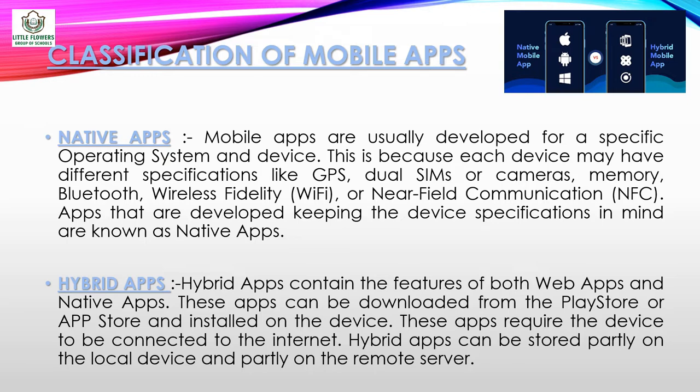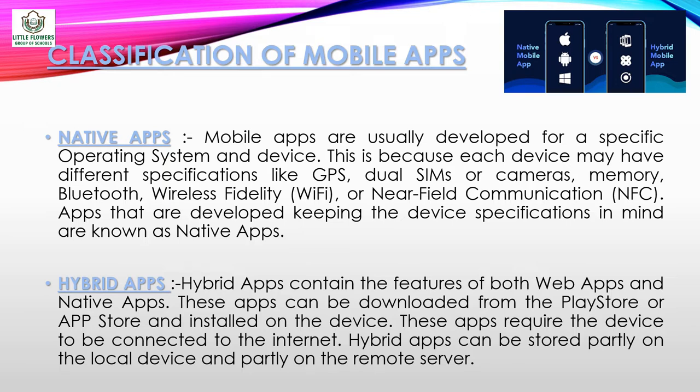This is because each device may have different specifications like GPS, dual SIM, cameras, memory, Bluetooth, wireless fidelity, or near field communication. Apps that are developed keeping the device specification in mind are known as native apps. So if you want GPS, dual SIMs, cameras, memory, these are all required for a particular operating system you are targeting. So in those type of things, apps are developed keeping those things in mind, and these are known as native apps.